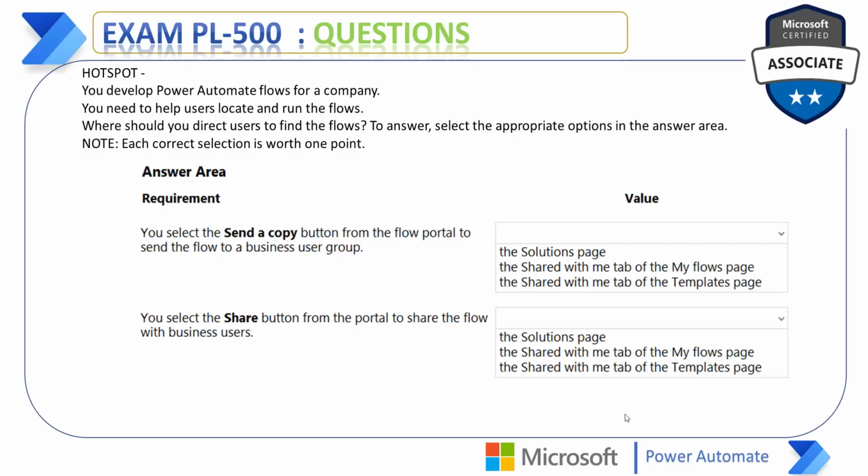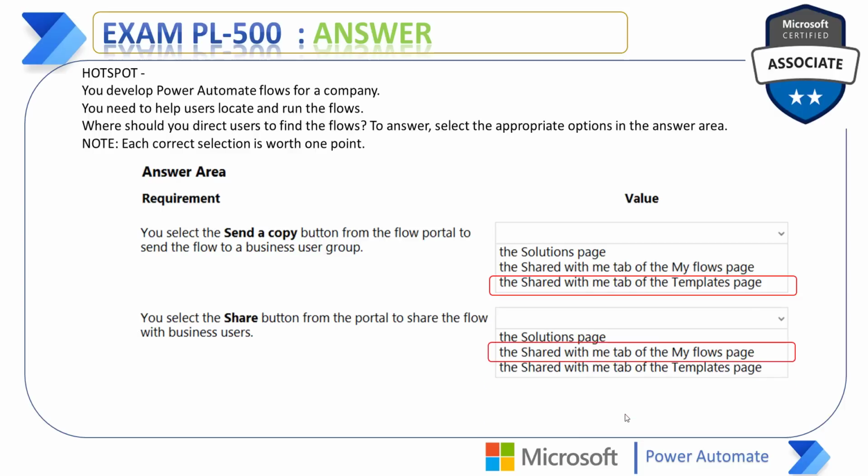Let me reveal the answer. There you can see for the first requirement, send a copy, that will be available in the Shared with me tab of the Templates page. Now for the second requirement, the share button to share the flow with business users, that will be available in the Shared with me tab of the My flows page.